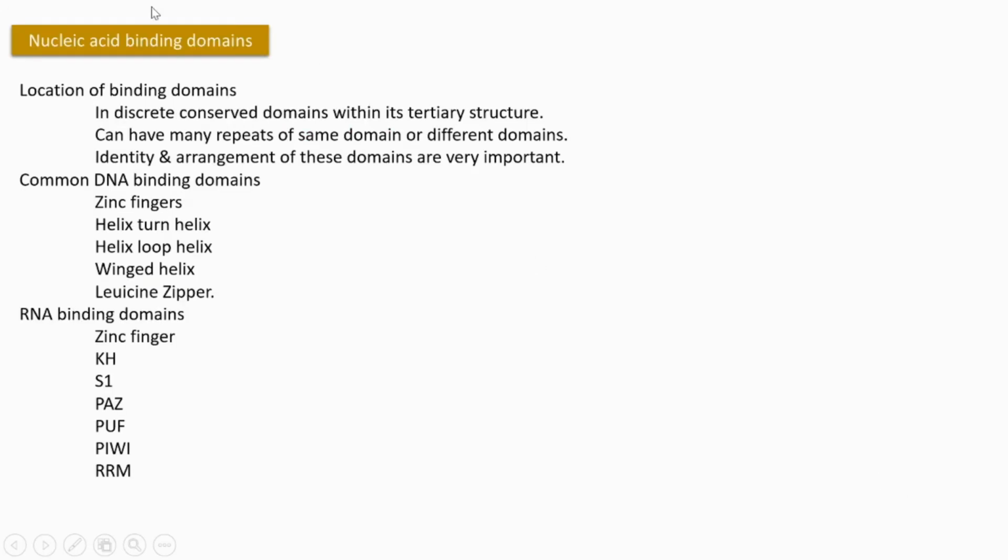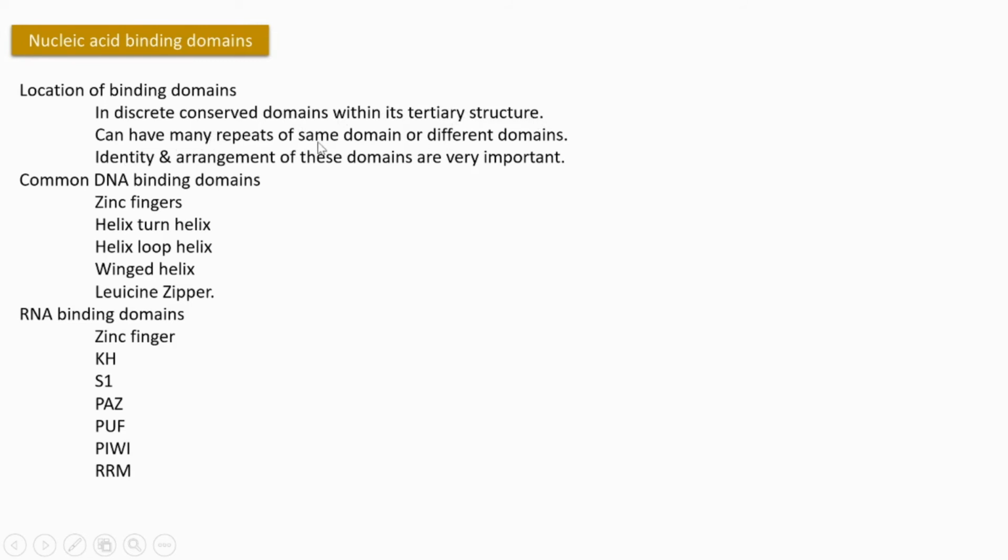Next slide. Then nucleic acid binding domains. In which region of the nucleic acid are these proteins binding? That we are going to see: the location of the binding domains. It is located in some conserved domains, conserved regions. That region is conserved, and it's seen in the tertiary structure of the nucleic acids.